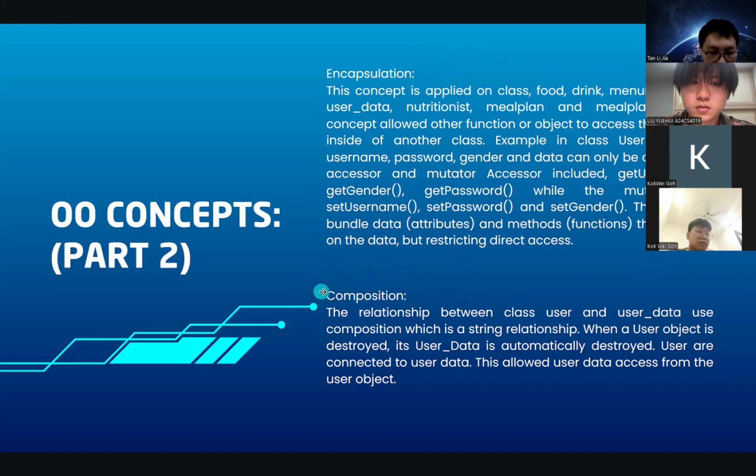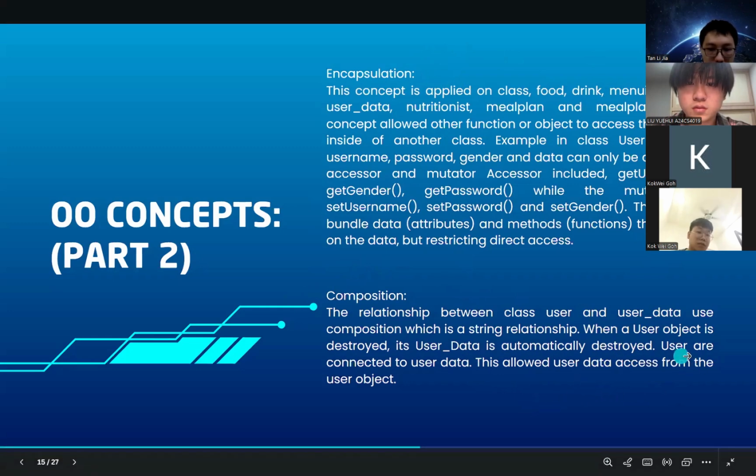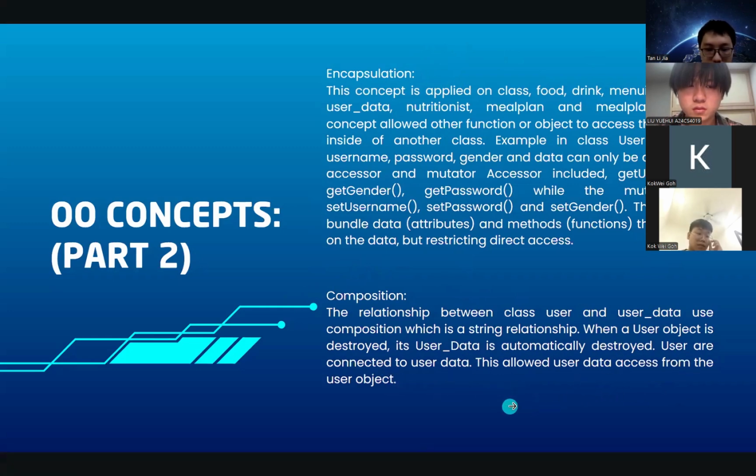And the next is composition. The relationship between class user and class user data uses composition. When a user object is destroyed, its user data is automatically destroyed because users are connected to user data.